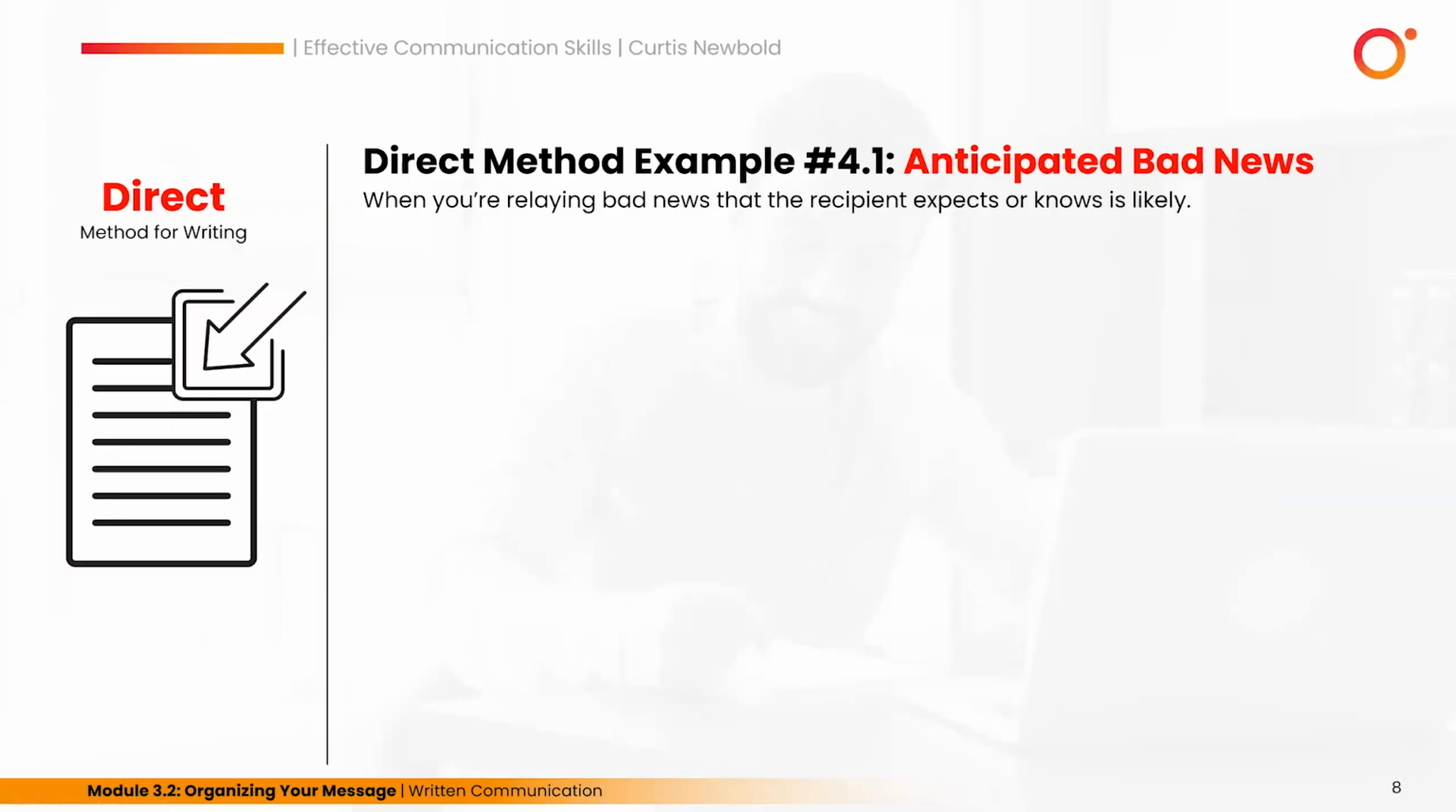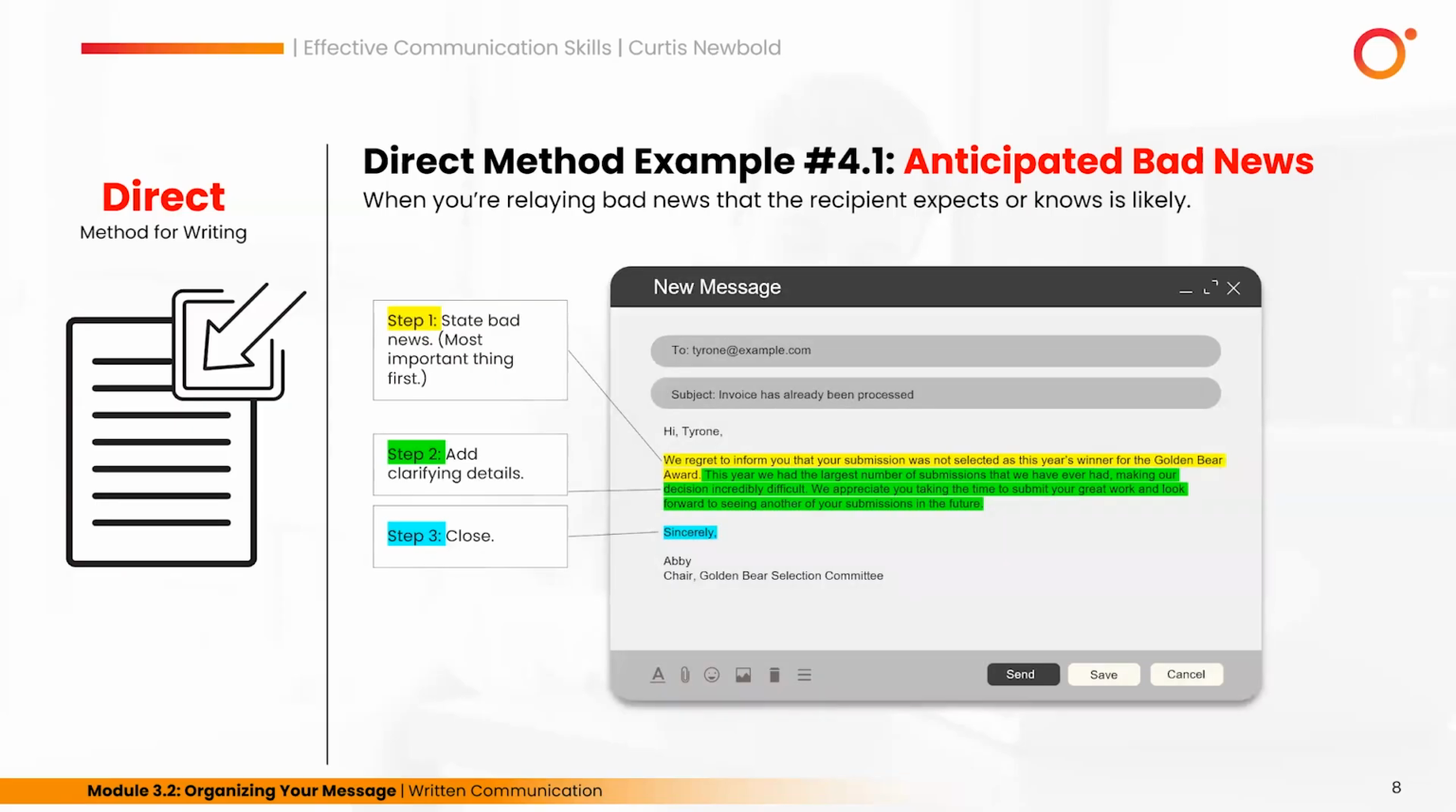Let's look at example four. We're going to look at two different ways of sharing anticipated and low impact bad news. Again, if it's high impact bad news, you'll use the indirect method. But if it's minimally impactful, or if it's anticipated, we stick with the direct method of communication. In this example, you're relaying bad news that the recipient expects or knows is likely. Let's look at an example here.